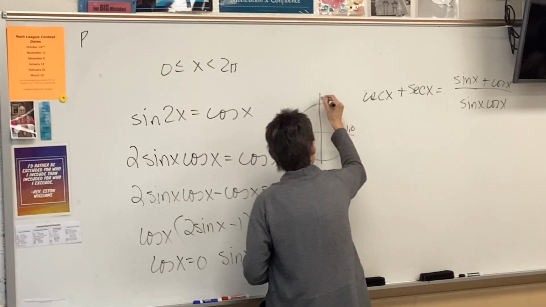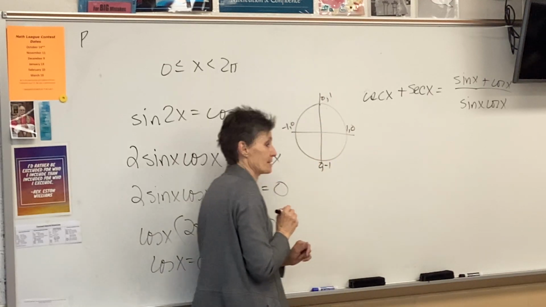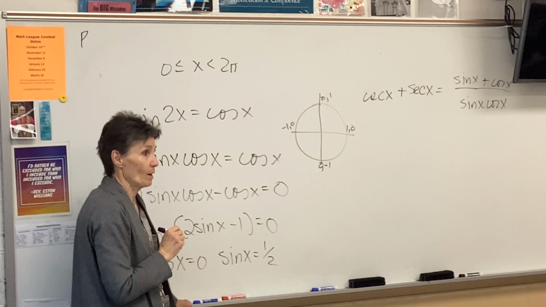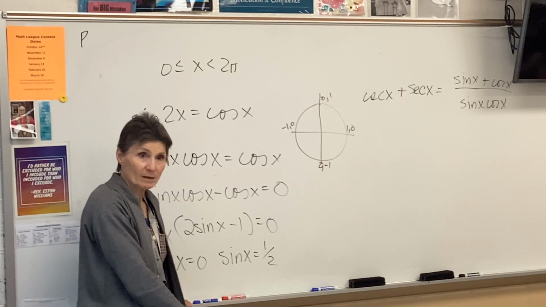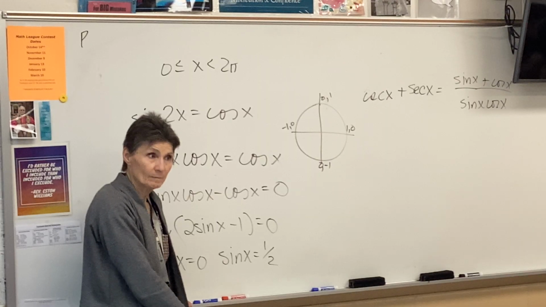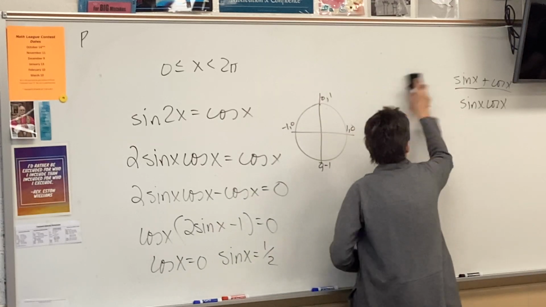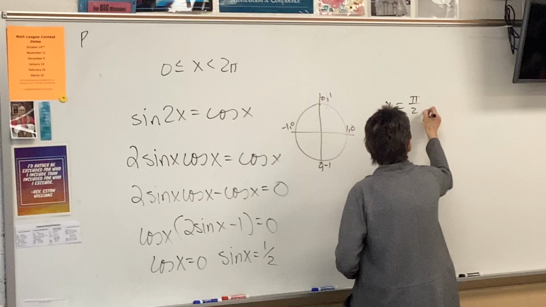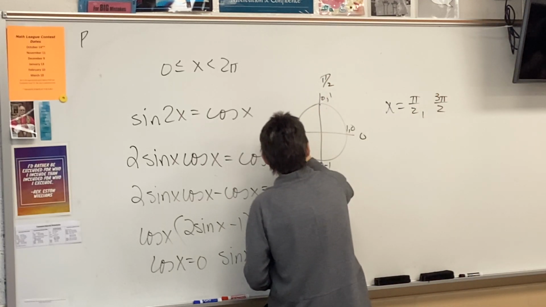So look around our circle. Where is x 0? That's cosine. Where is x 0? Pi over 2 and 3 pi over 2. Right, everyone? So the answers to that one are x equals pi over 2 and 3 pi over 2. Numbered around our circle, it's labeled like this.